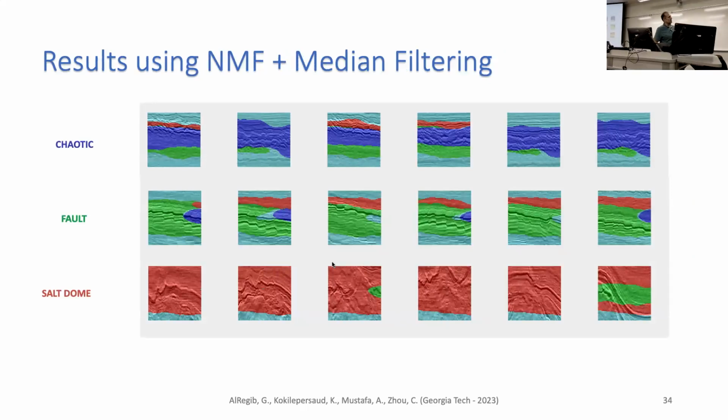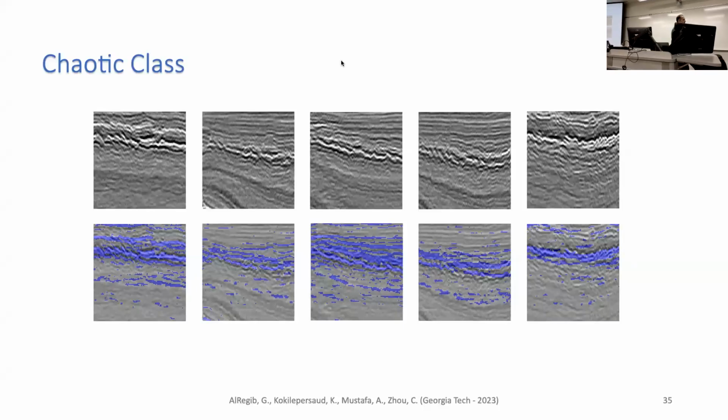If you take sections from them, you will have this one here. So this is the basic chaotic structure. This is the faults, and then you have the salt dome. And you can see we have some kind of false positives in here, but that's fine. What he did also is the median filtering, because that's just to smooth things out and the output here, to fill in the gaps between them.